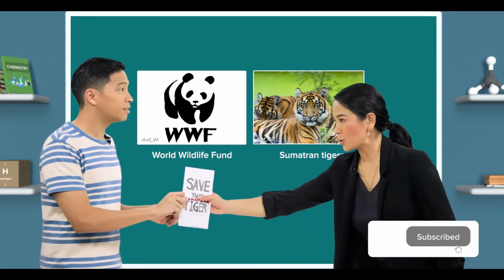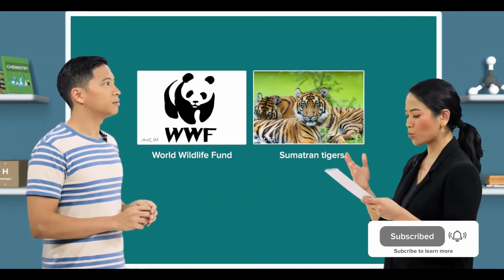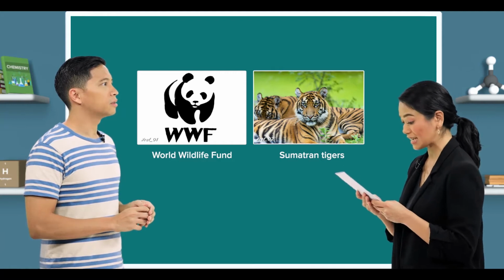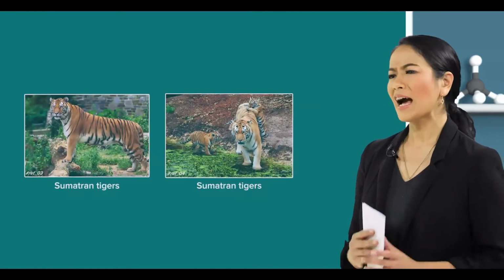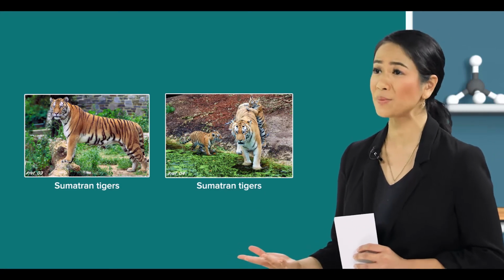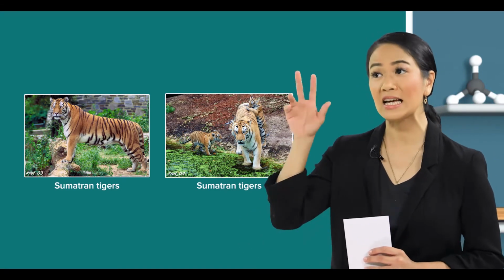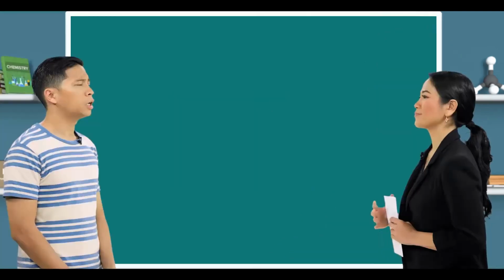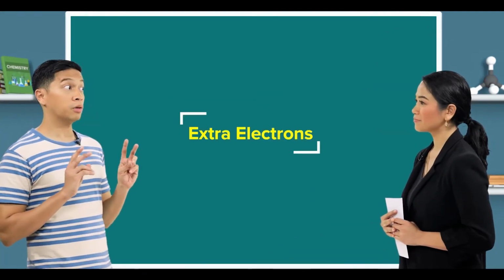Oh, sure. Donating money to make the situation more stable for these tigers is the least I can do. Thank you, teacher. Actually, me donating some money to make the situation more stable for these tigers is similar to some elements donating their extra electrons. Okay, what do you mean by extra electrons?